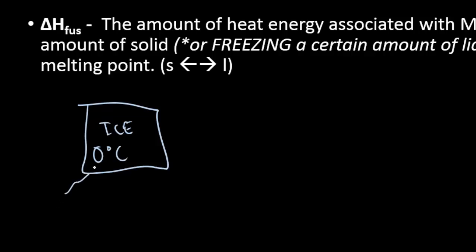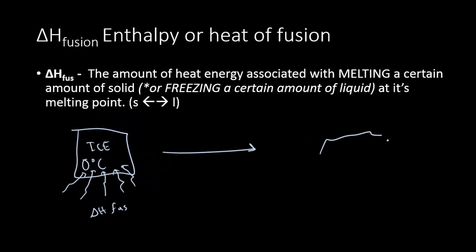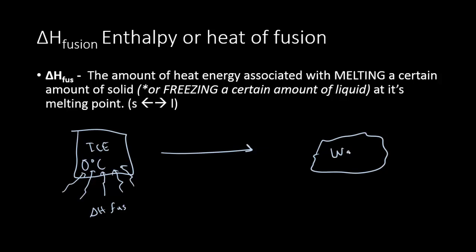And if I pump a little bit more energy in here, we have delta H fusion. That amount of energy that I pump into this thing, let's say I have a gram of ice, is going to cause this ice block to melt. And when it does that, I'm going to have a puddle of water, which is also at 0 degrees Celsius. So to melt ice, it actually takes energy. Where does that energy go when I melt my ice?